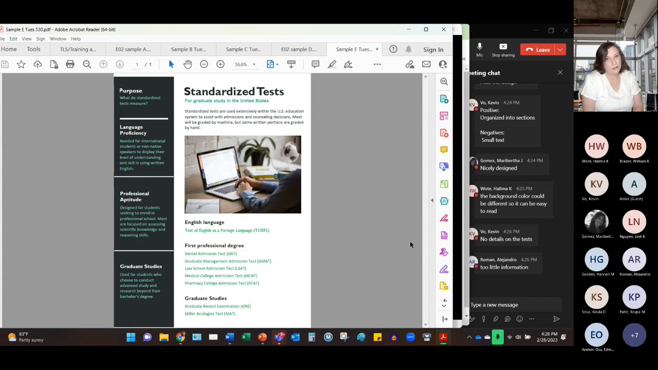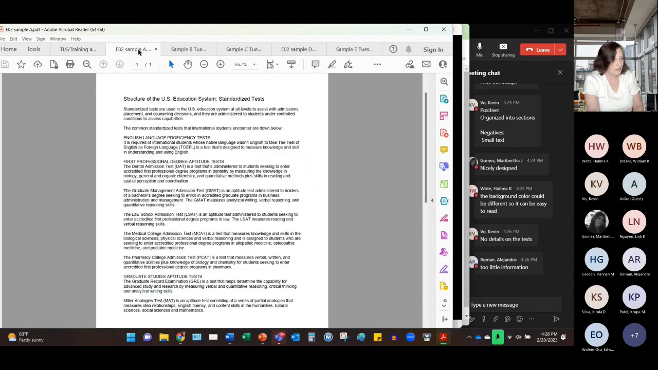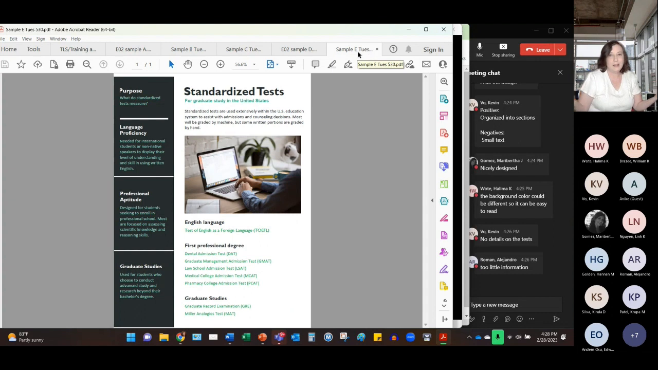Well, I'll tell you one other detail that I did like about this one. Whoever created this changed the title to something that was more descriptive of what this document really is about. It's about standardized tests for graduate study in the United States, as opposed to the original version of the document, which said the title was Structure of the U.S. Education System Standardized Test. Because this really isn't about the structure of the U.S. education system. So while most people probably didn't change the title, there were a few who did.